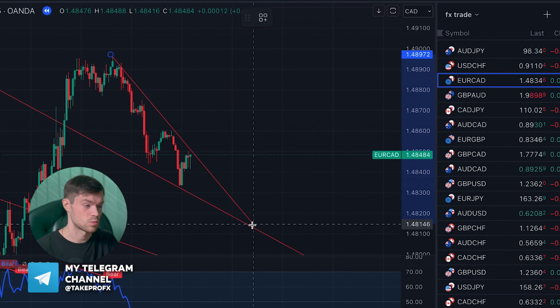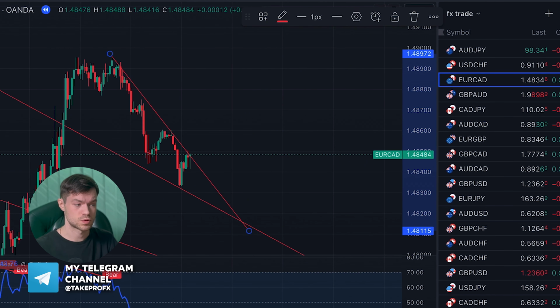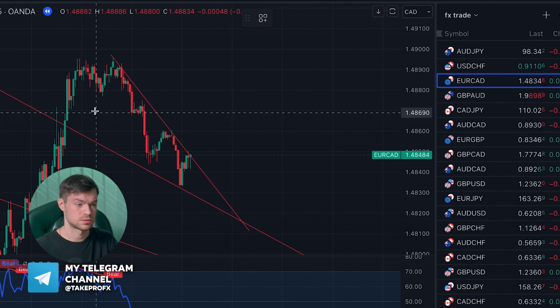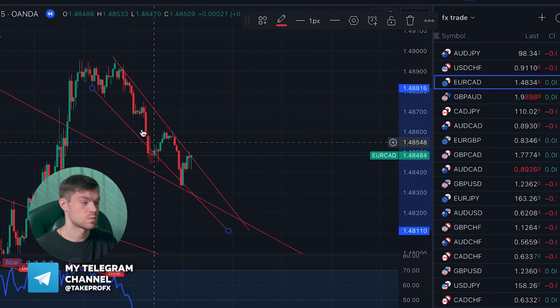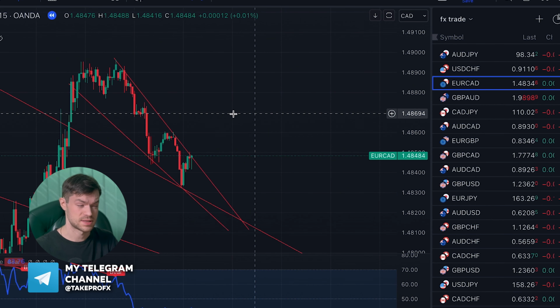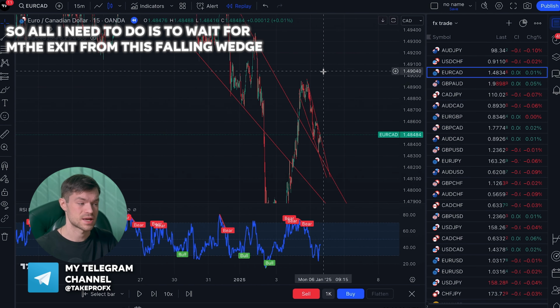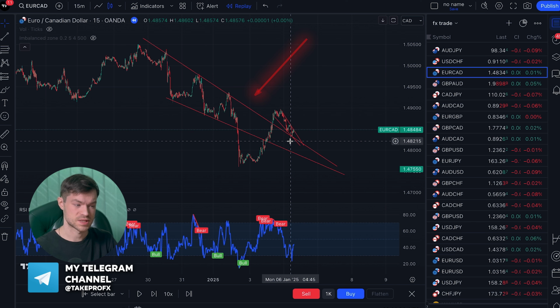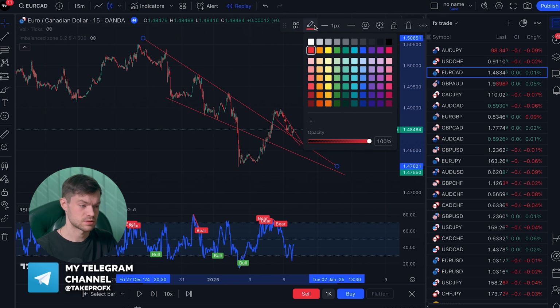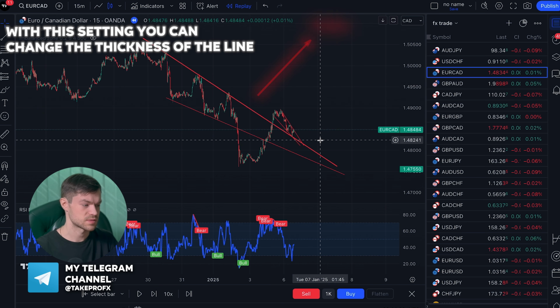There we have a smaller falling wedge, so all I need to do is wait for the next exit from this falling wedge. Here we can basically draw something like this, but the most important thing is that we have broken through and tested a big falling wedge. Where can the price go after the retest of this trend line? We can make it more bold. It is very important for us.